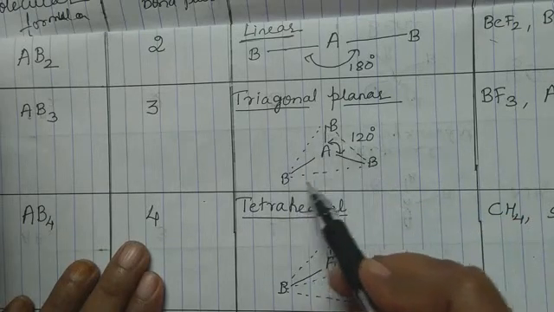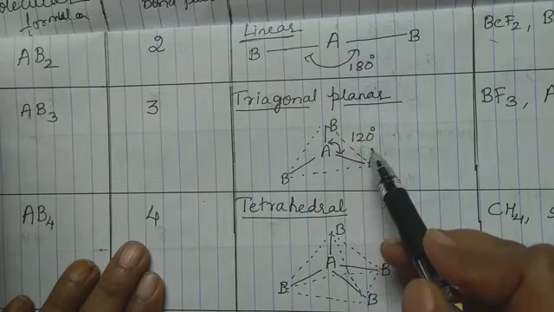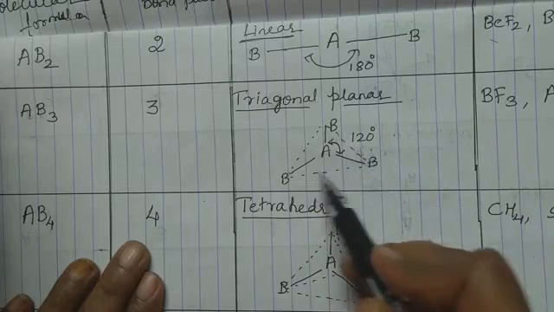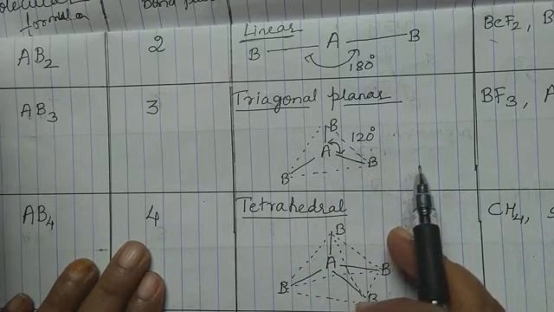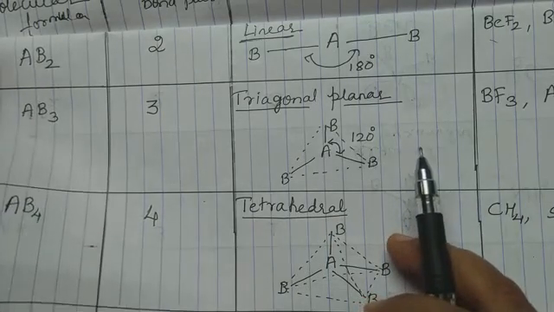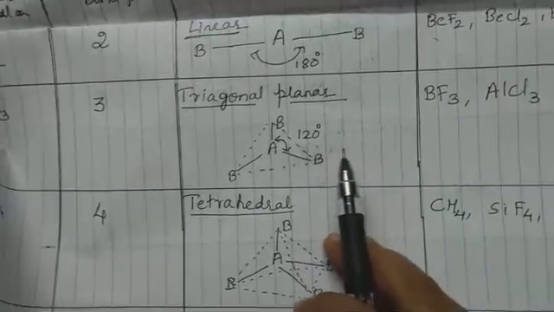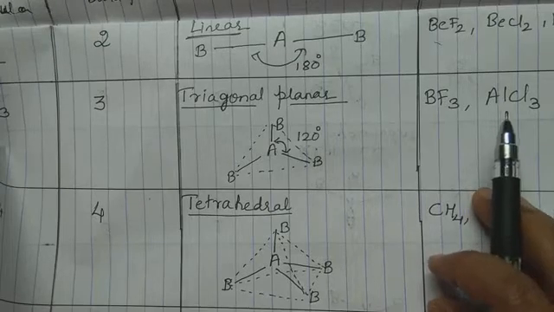So, I am getting a trigonal planar shape with a bond angle of 120 degrees. Okay, so when you join these points, you will get a triangle which can be placed on a plane of the paper. Hence, it is called as trigonal planar. So, which are the molecules which exhibit trigonal planar shape and which are of the type AB3? They are BF3 and AlCl3.